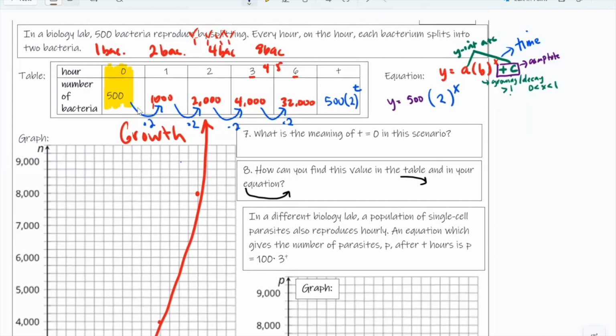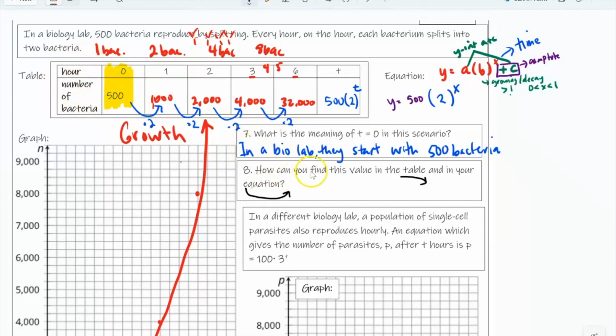All right, so I'm going to write, in a bio lab, they start with 500 bacteria. Again, 1,000 ways you can say that. You can say before any time has started, we have 500 bacteria. Just make sure that you're using the words that they give you in the context problem.